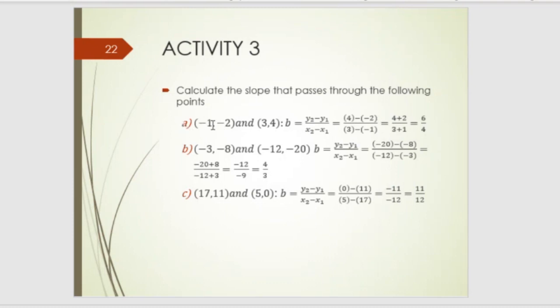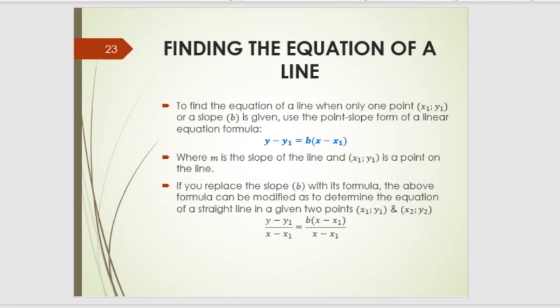In fact, we first identified that -1 is x1, -2 is y1, 3 is x2, and then 4 is y2. The same with the second one and the third one. Then you get those values that we have. So now today our focus is on finding the equation of a line.